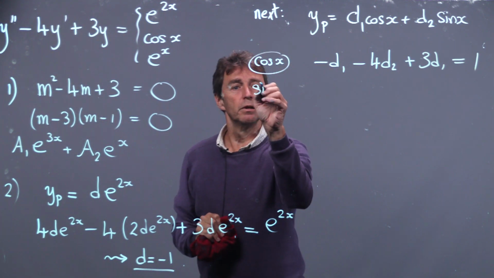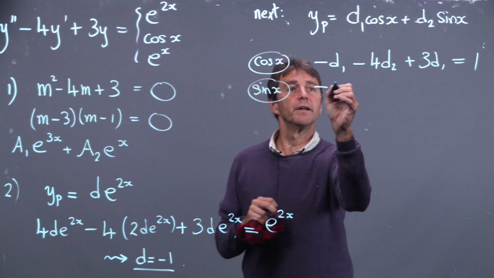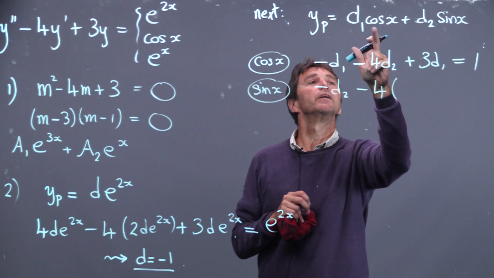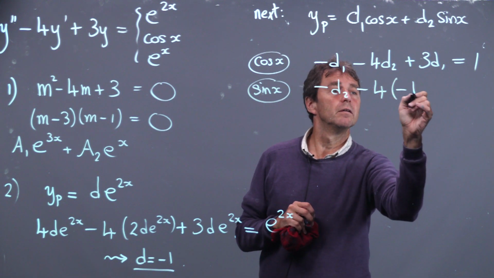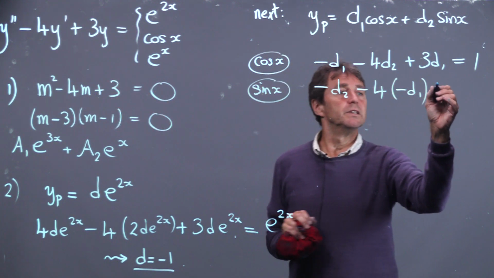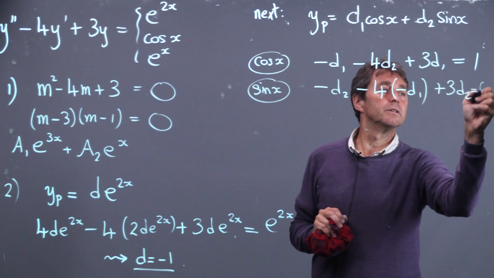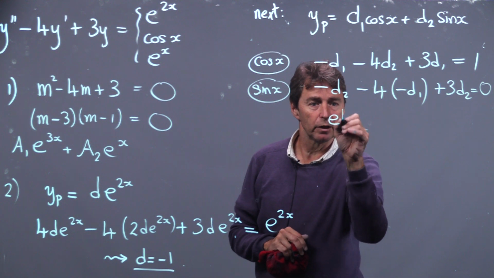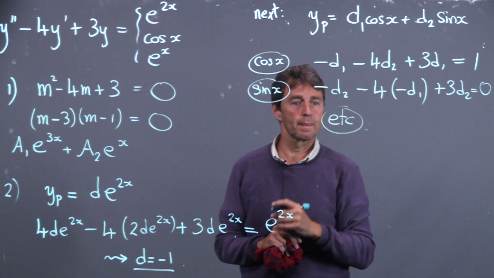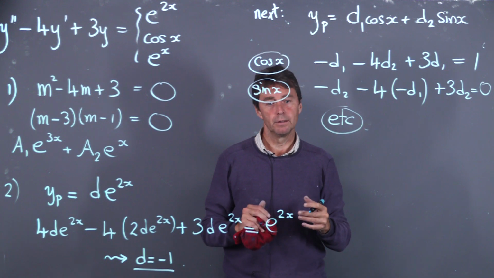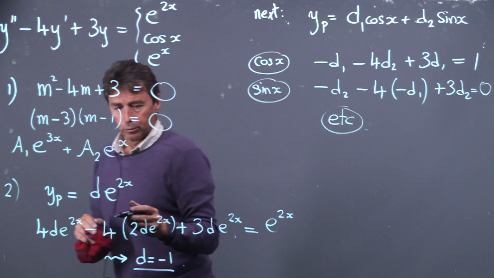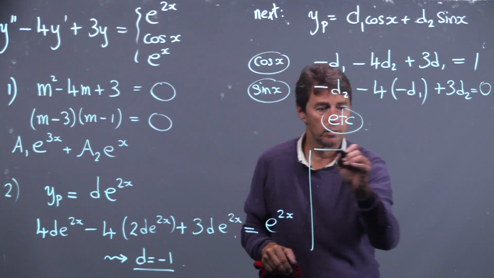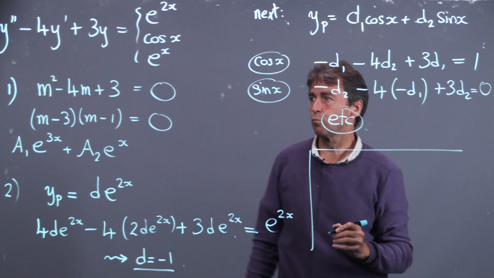And the sine terms, I get minus d2 from the second derivative. Then there's a minus 4. Now when I differentiate this one, I get minus a sine. And then there's a plus 3 d2 equals 0. And I have to solve those for d1 and d2. That's just a little bit of algebra, etc. Okay, so far so good. Okay, so this was the first right-hand side. This is the second one. Let's have a quick look at the third one.